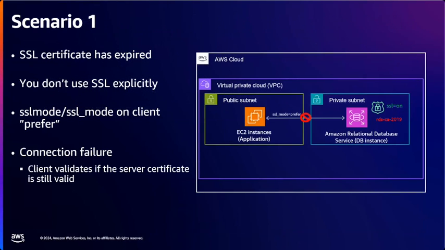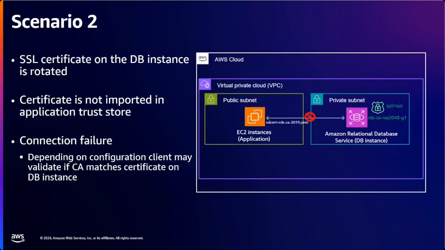Now, let's look at some scenarios. Most modern clients prefer to use an SSL connection if the server supports it, and some will validate if the server has a valid certificate or not. This will happen even if the connection does not use SSL. If you don't update the certificate before it expires, you risk losing connectivity between application and databases.